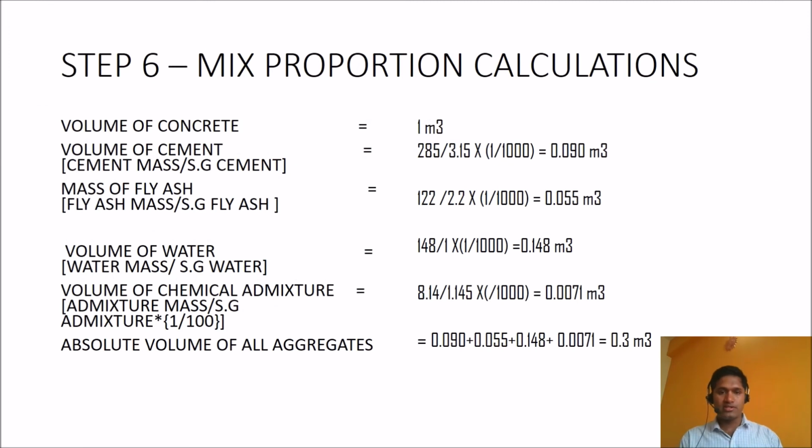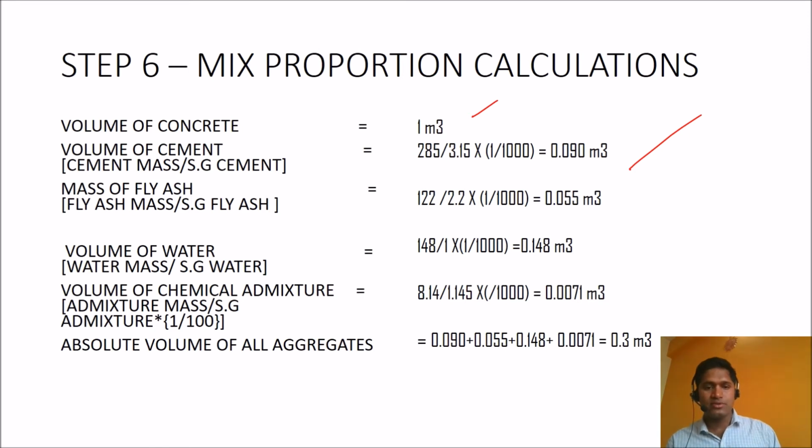Mix proportion calculation. Volume of concrete is 1 meter cube. Volume of cement equals mass of cement divided by specific gravity of cement. So the mass of cement is 285 divided by 3.15, the specific gravity of cement, into 1 divided by 1000. You are just converting it into meter cube. This is 1 meter cube. This is 0.09 meter cube.